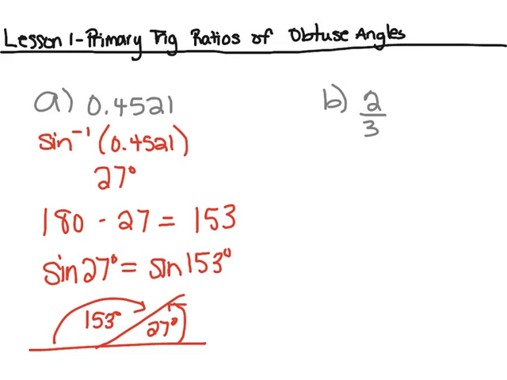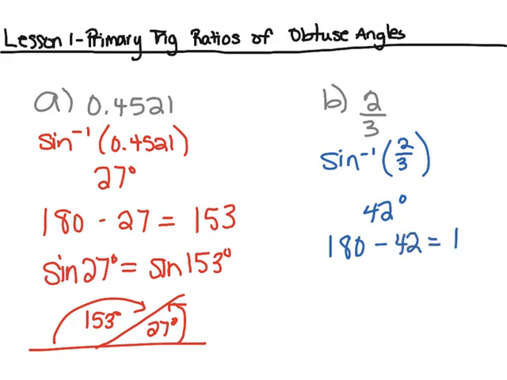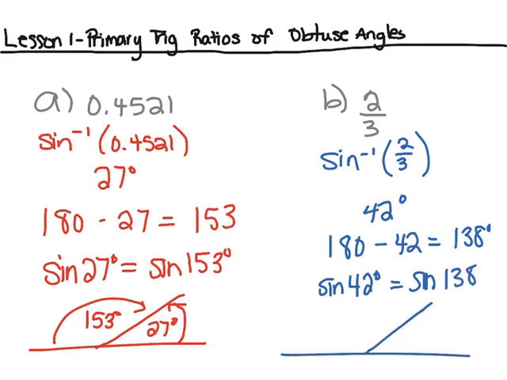Next one, 2/3. So you're going to take sine to the -1 of 2 divided by 3. Type that into your calculator. You should get 42 degrees. Our obtuse angle will be 180 minus 42, which is 138 degrees. So sine of 42 is equal to the sine of 138. If we had a 42-degree angle from here to here, the rest of it would be 138.